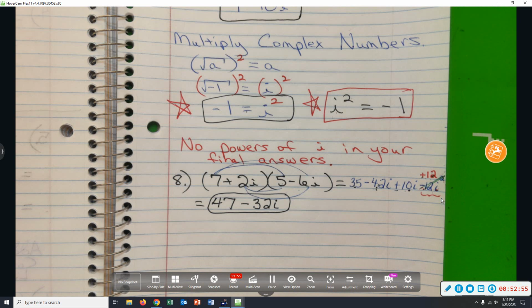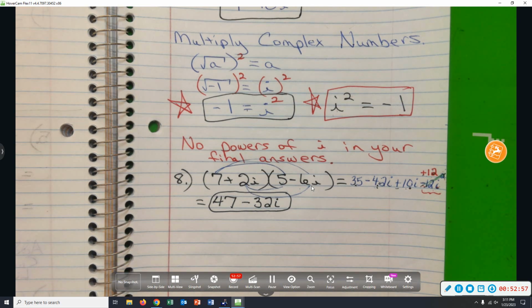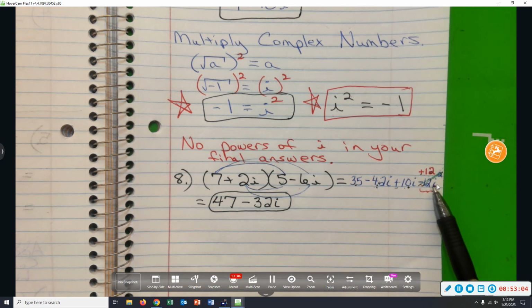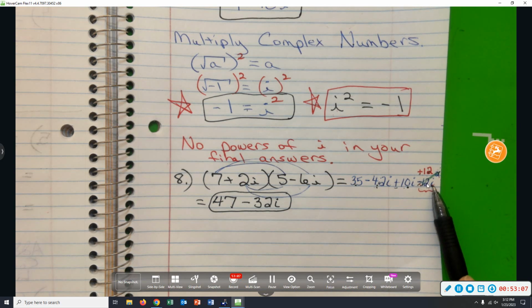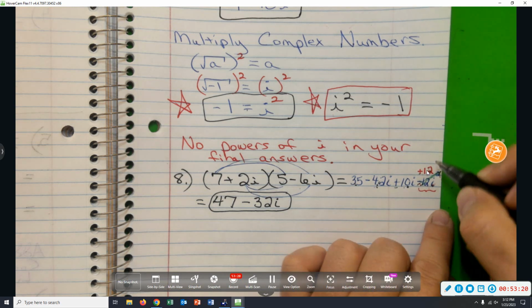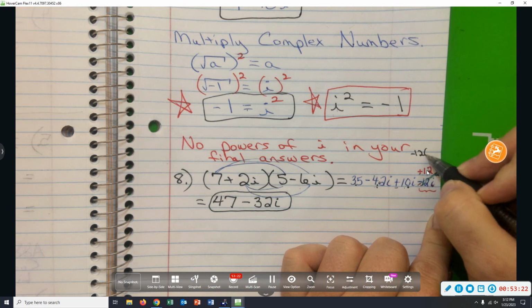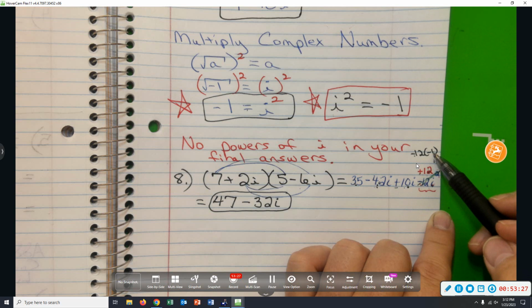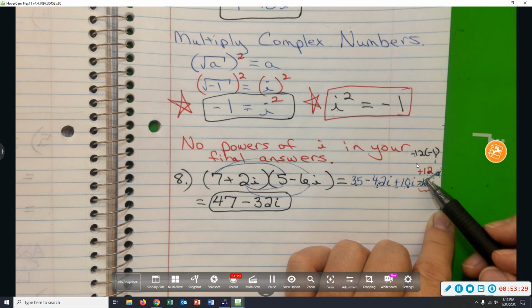Any questions? It looks like a binomial times a binomial. You FOIL as if it were variable expressions. The only difference, once you pick up that i squared, that's negative 1 times a negative 12, it becomes a positive 12. If we had more room here, I would have shown negative 12 times negative 1. That i squared is a negative 1. Negative 12 times negative 1 gives us a positive 12.